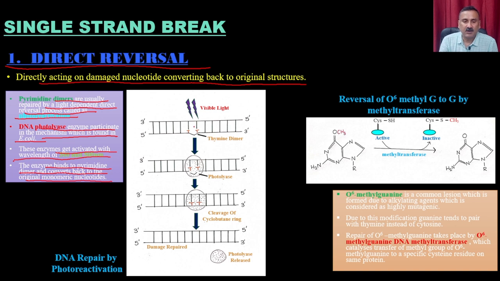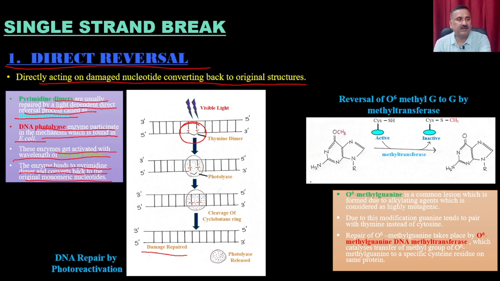This is what happens when thymine dimers are formed and you expose this DNA to visible light. It is going to have photolysis of this strand, where the nucleotide dimer has formed, and with the help of the enzyme called DNA photolyase, it is going to remove these dimers and form the normal DNA. So these are reversed, and that's how it recovers the DNA.